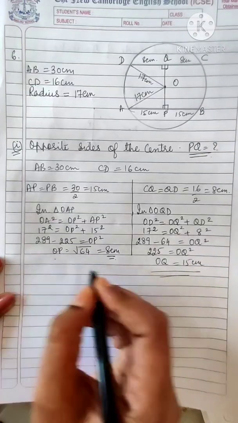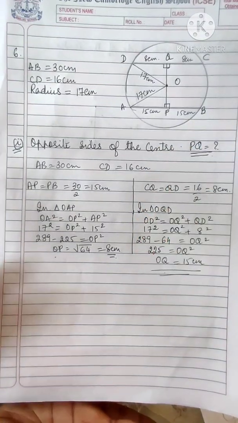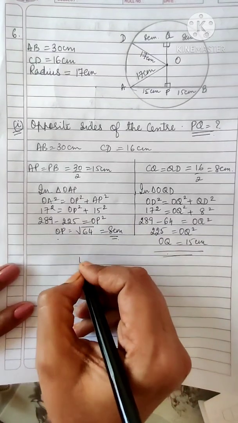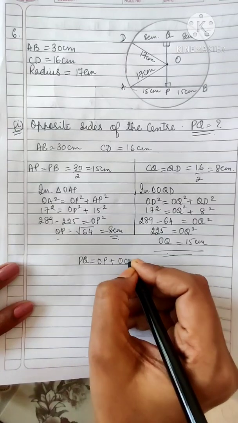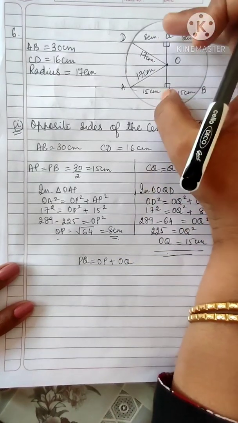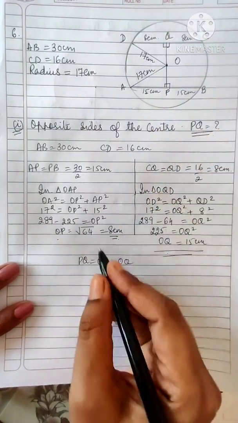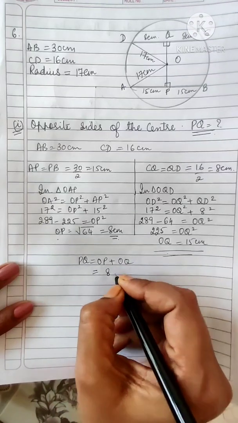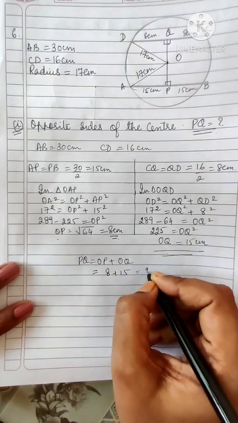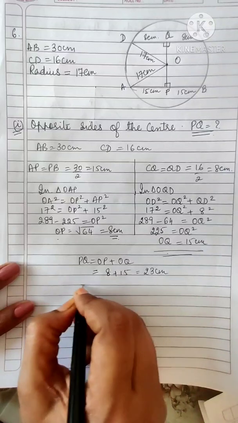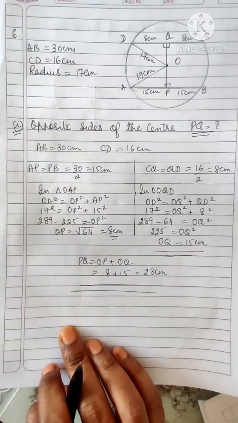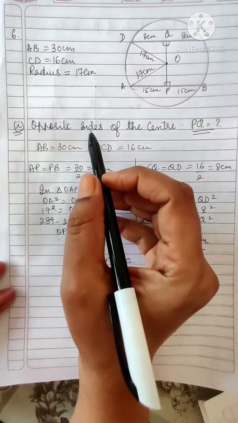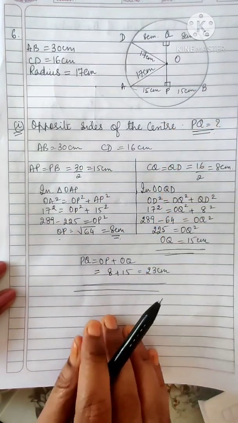So you have got OP and OQ. So we can find PQ, which is equal to OP plus OQ, which will give you 8 plus 15, which is 23 centimeter. So the distance between the chords will be 23 centimeter if they lie on the opposite sides of the center.